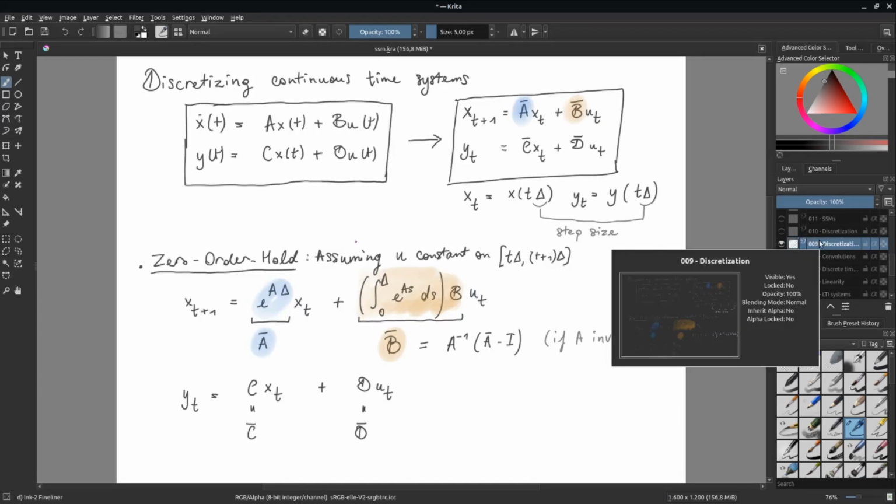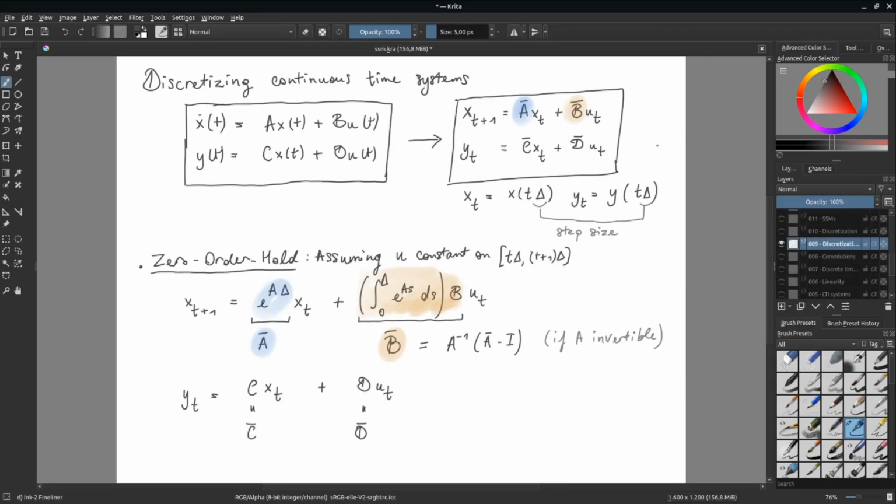Okay, so back to discretization. A trick is that if you have a continuous time system, we can turn it into a discrete time system. Here we'll assume that we have some sampling or step size delta. And we want to say, okay, x_t is simply my continuous function x of t delta, so sampling every delta steps. Then there's a little trick you have to do to find the new matrices, because they're not quite the same. And there are different ways to do that.